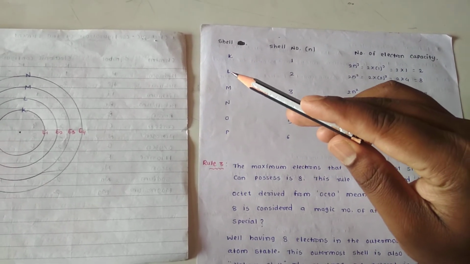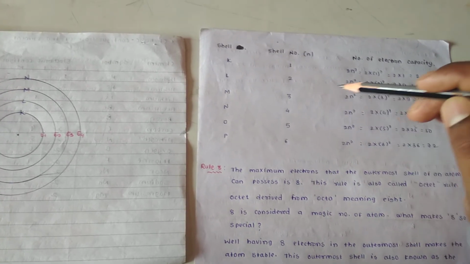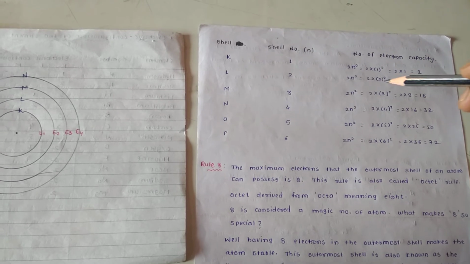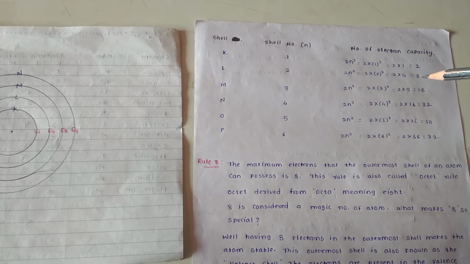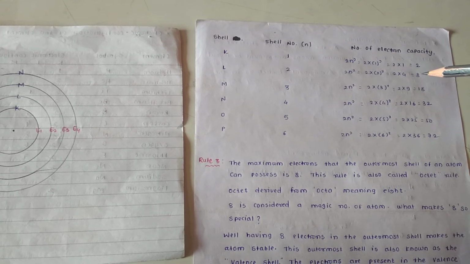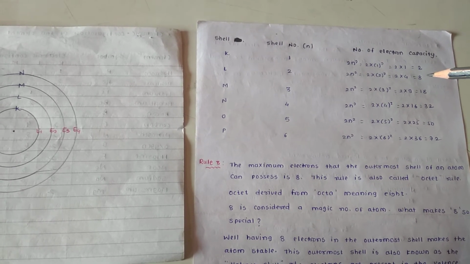The second shell is L. The shell number is 2. Formula 2n square, 2 into 2 square. So 2 into 4 is equal to 8. So the maximum number of electrons that can be accommodated in the L shell is 8.